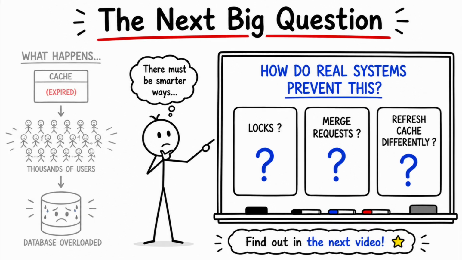Now, a very important question appears. If cache stampede is such a common problem, how do real systems prevent it? Do they use locks? Do they merge requests together? Do they refresh cache differently? That is exactly what we will learn in the next video.